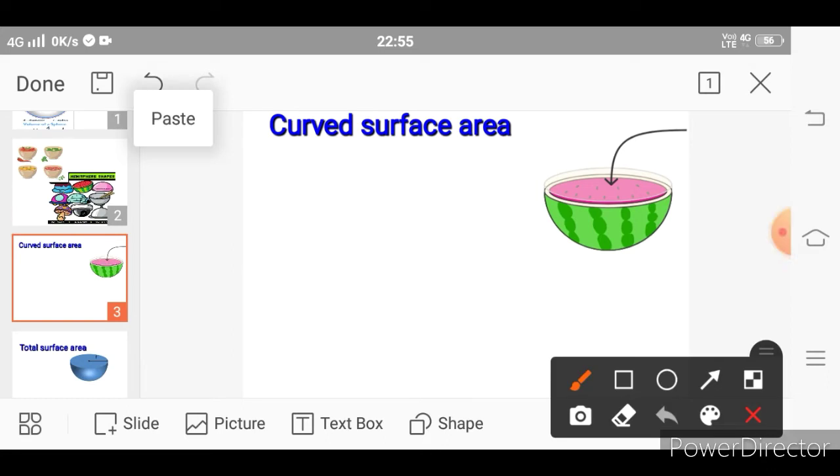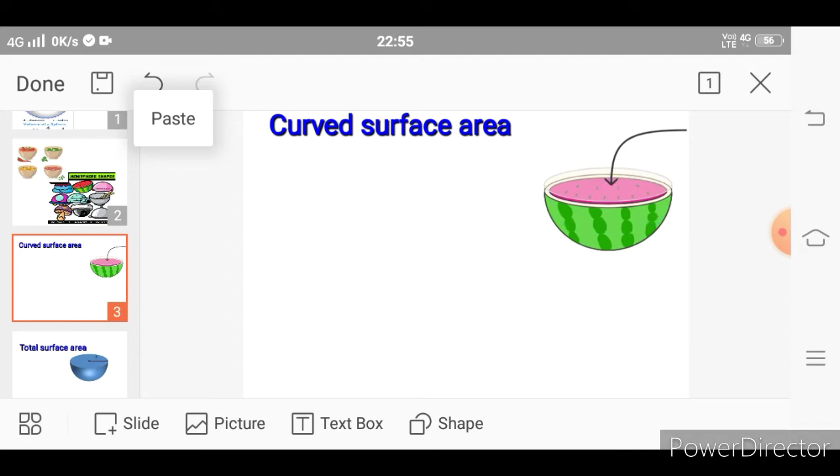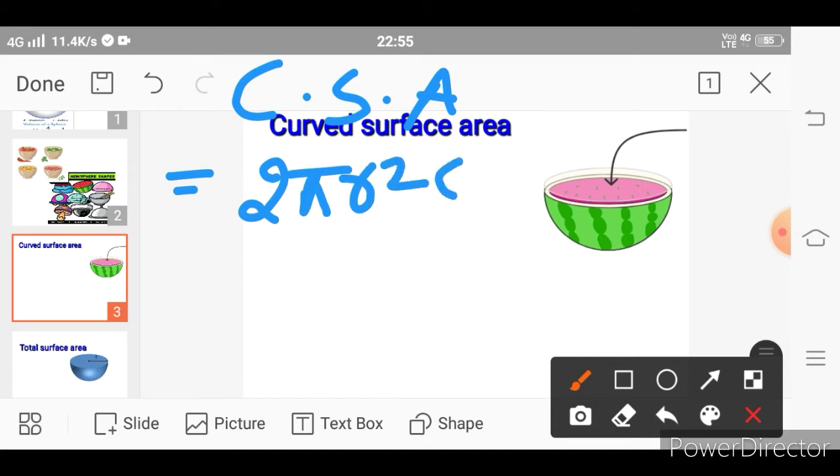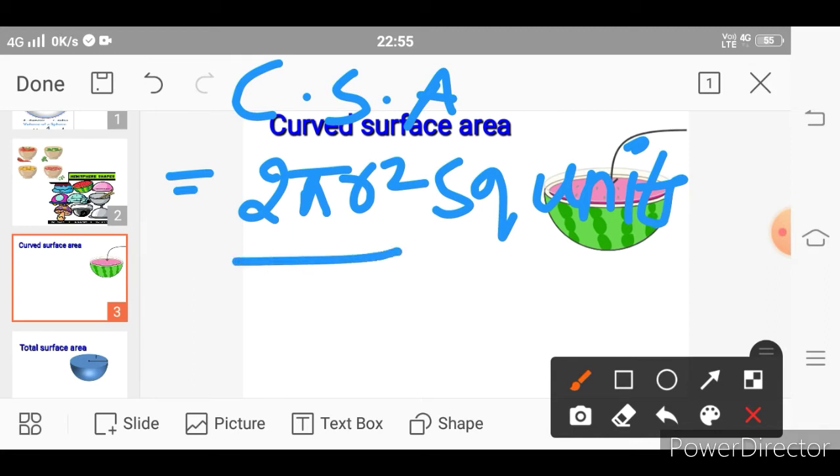In this watermelon, what is the curved surface area of this green color? We know the formula: curved surface area is equal to 2 pi r square units. What is the formula for curved surface area of hemisphere? 2 pi r square units.